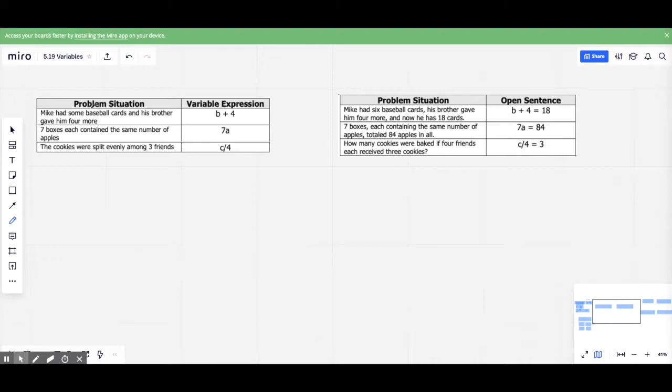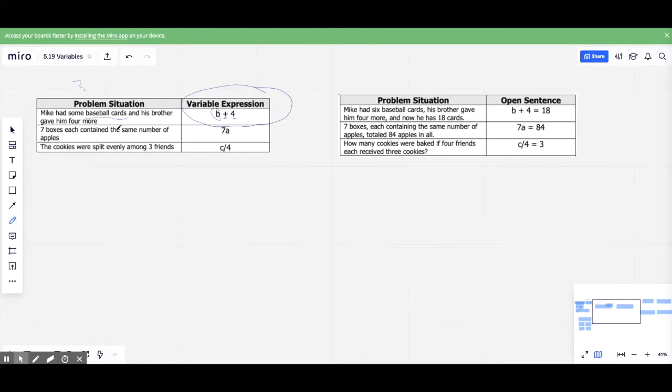Well, when we look at a problem, it gives us all the information we need. Mike had some baseball cards and his brother gave him 4 more. So we don't know what Mike had. He had some baseball cards, so we'll use the letter B to represent those cards. His brother gave him 4 more. Gave him, we're going to say he added to his baseball cards. And there's what his brother gave him, 4 more. That's what we call a variable expression.